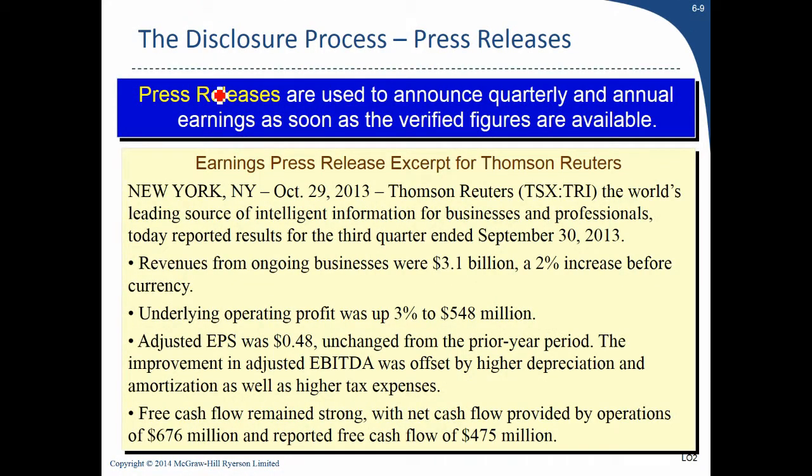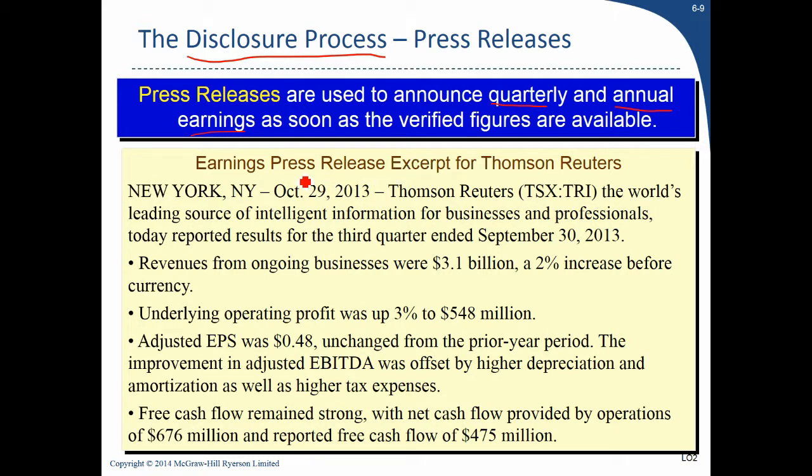The disclosure process. So disclosure is information moving to the public market. So company executives, they know a lot about their company and a lot of that information is private. You can't just Google this information and find out about it, okay? So a press release is sort of a formal way for the company to announce things that are happening to everybody at once. So press releases, for example, are used to announce quarterly and annual earnings.